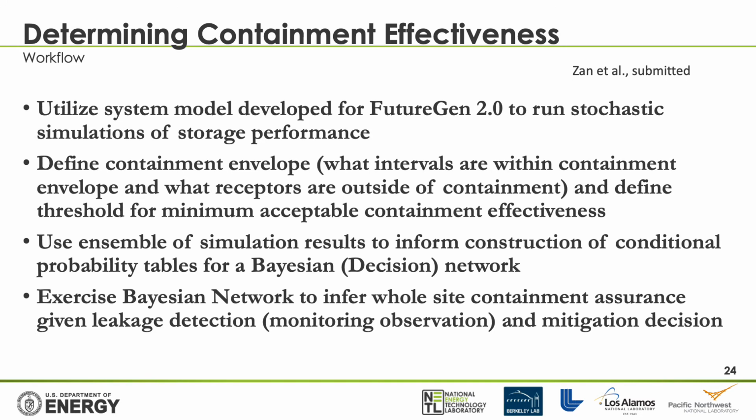The workflow for determining containment effectiveness at the FutureGen 2.0 site involved utilizing the previously developed system model to run 10,000 stochastic simulations of storage performance. Next, the containment envelope and thresholds for containment effectiveness were defined. The ensemble of simulation results was then used to inform the probability distributions in a Bayesian or decision network. Finally, the Bayesian network was used to infer whole site containment assurance given monitoring observations and mitigation decisions.